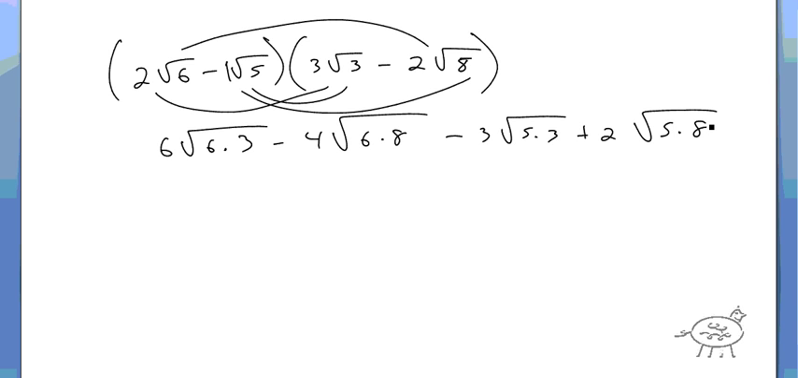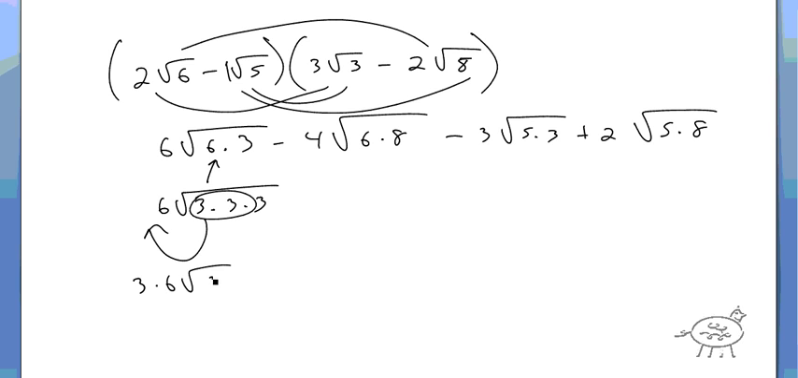Okay, now I need to put it all together and see what I can simplify. Well, I know that is going to be 3 times 3. So 6, 3, 3, and 3. So I can pull out a pair of 3s. And I get 3 on the outside. And I get 3 left over. So I get 18 root 3. That's my first term.